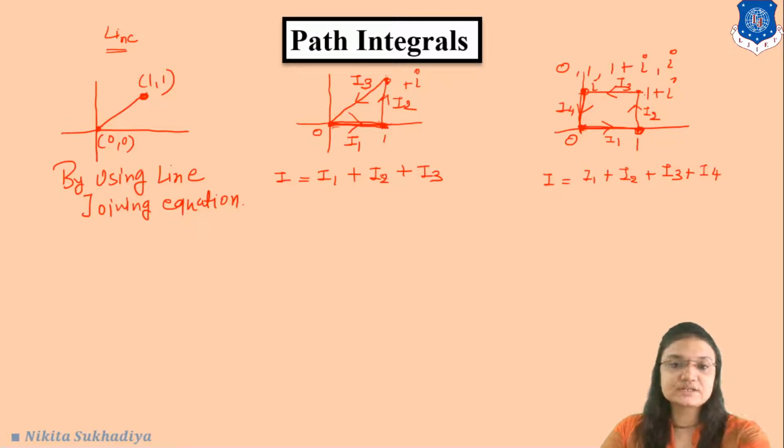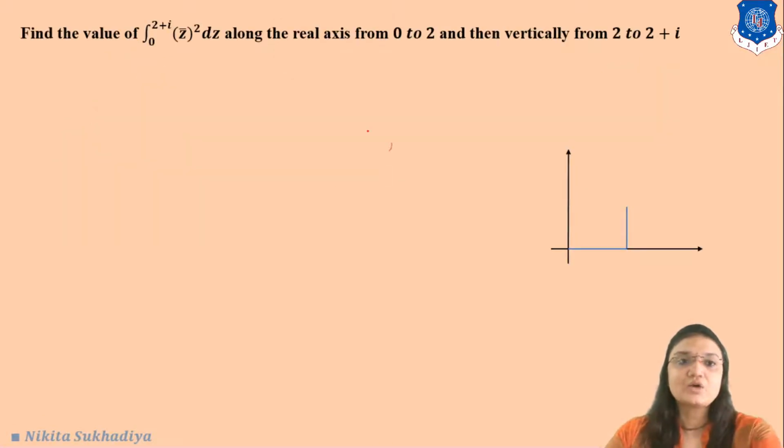Let us understand with an example. Find the value of the integration from 0 to 2 plus i of z bar raised to the whole square into dz along the real axis from 0 to 2 and then vertically from 2 to 2 plus i. So our first path is 0 to 2, and the second path is from 2 to 2 plus i.